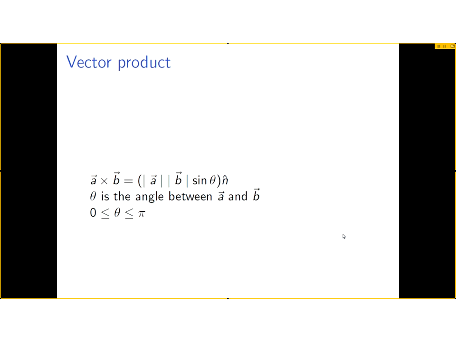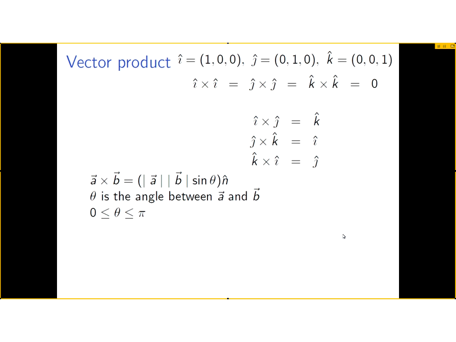So this is the formula of the vector product: the magnitude of A cross B is equal to |A||B| sine theta. Theta is the angle between A and B, and theta lies between 0 and pi. And remember, what is the formula of the dot product? The formula of the dot product is |A||B| cos theta, and the formula of the cross product is |A||B| sine theta. So these are the two formulas, cross product and dot product.